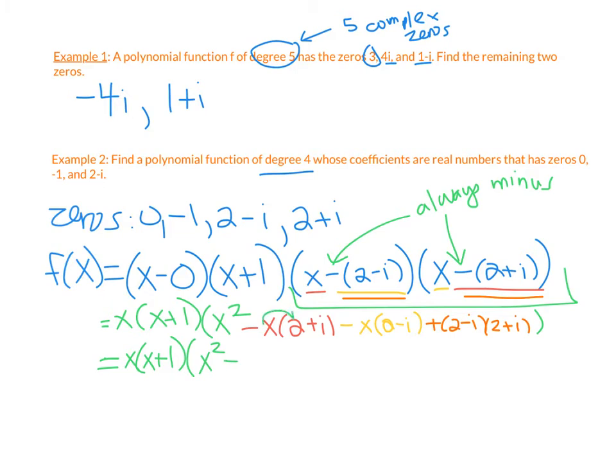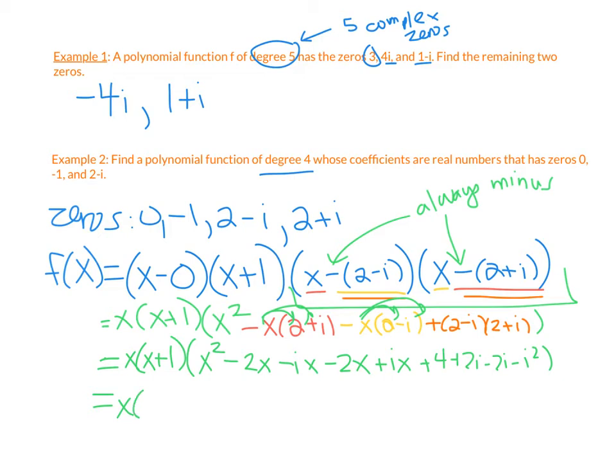We're going to distribute this negative x. We get minus 2x minus ix. Distribute this negative x again. We get another minus 2x, and we get a plus ix. Then we're going to use the FOIL method again for that orange part. So that gives us 4 plus 2i minus i squared.